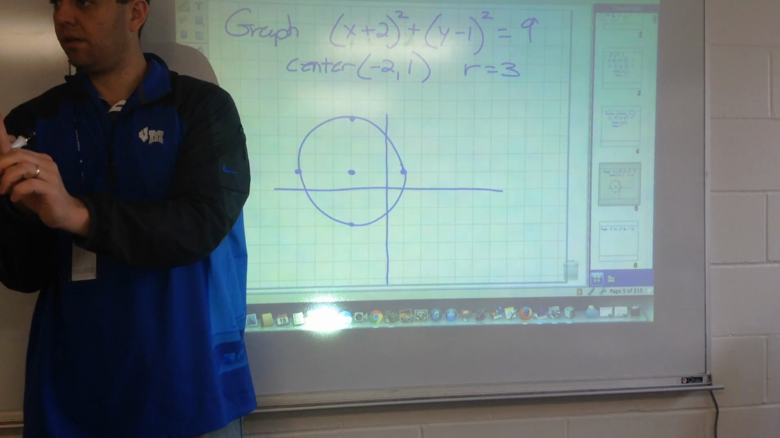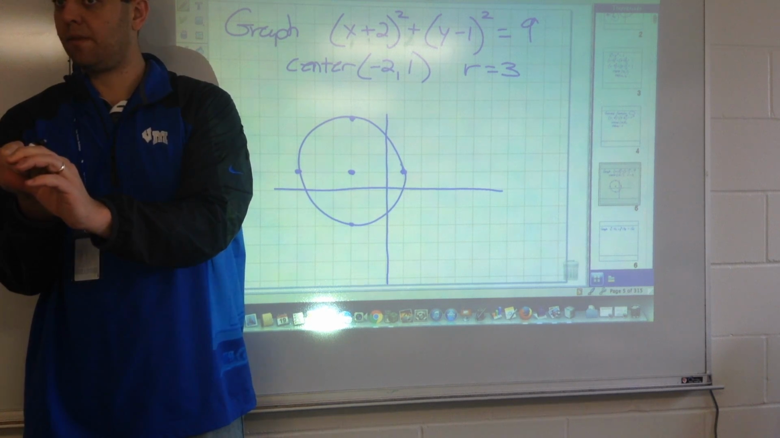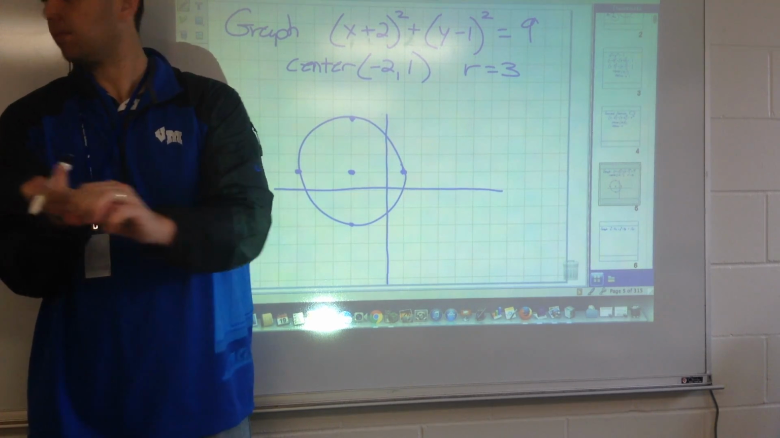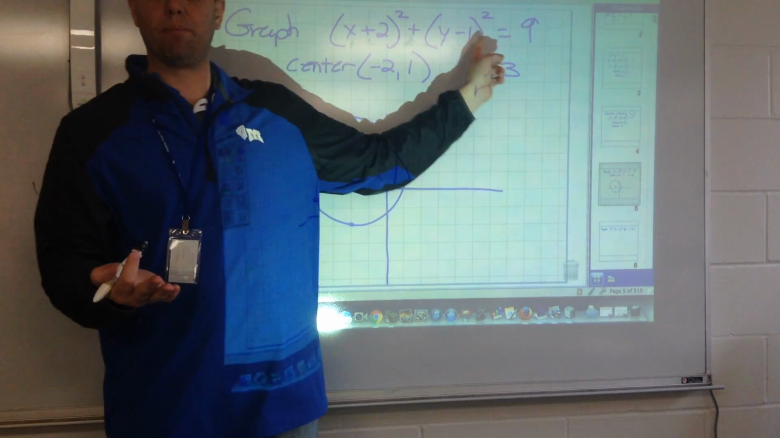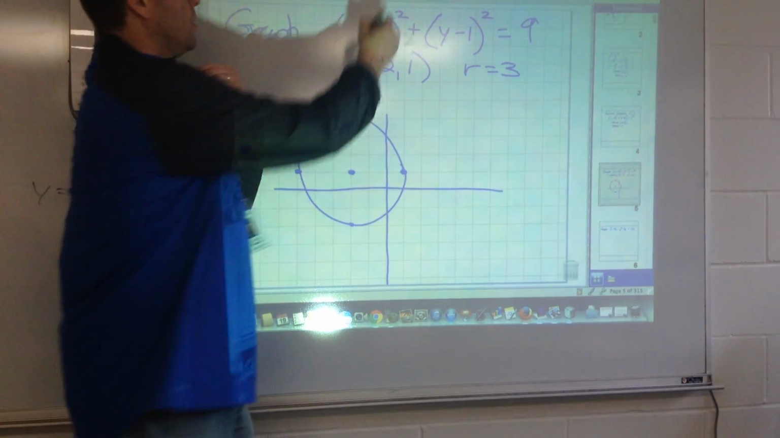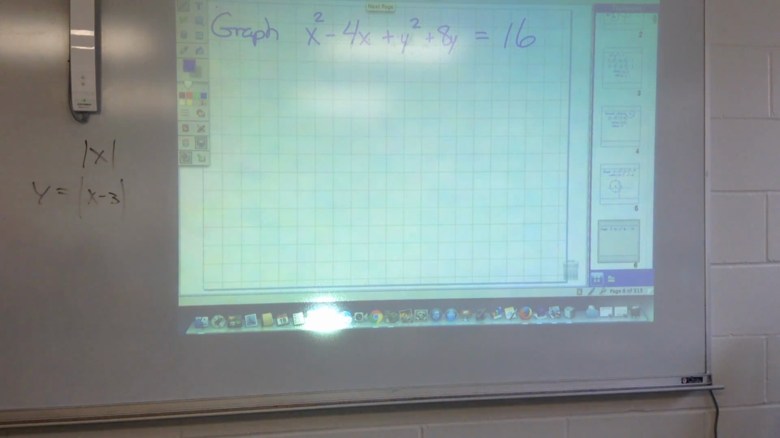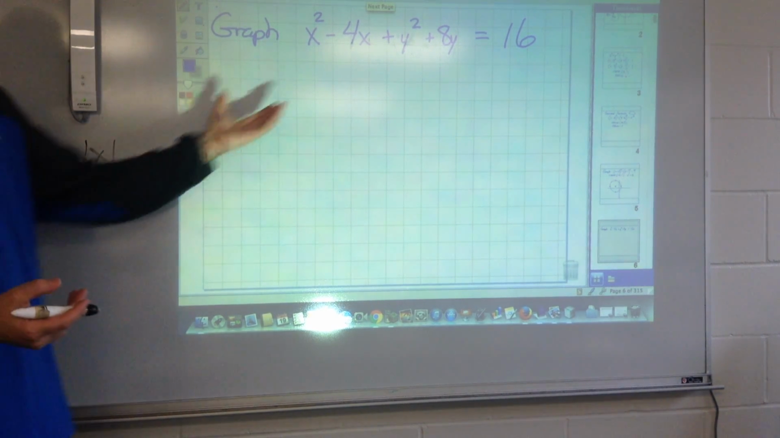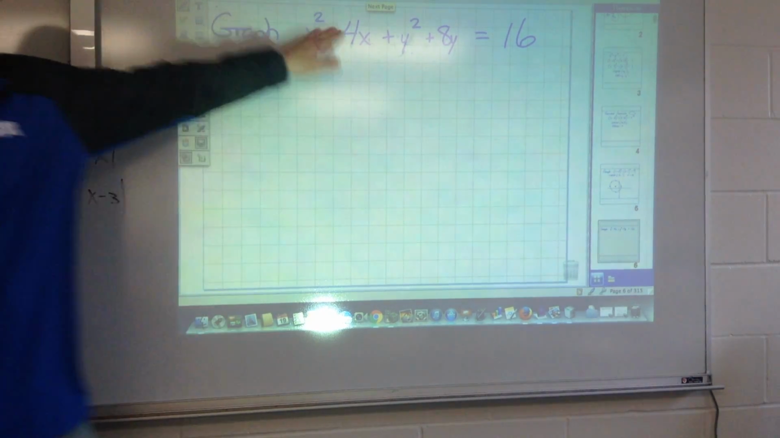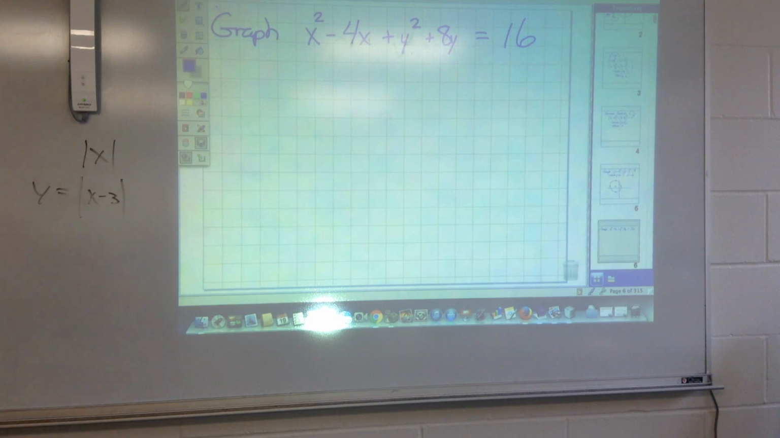Y squared minus 2y, negative 1 times negative 1, plus 1. Okay? So y squared minus 2y plus 1. So, if I FOILed this out, it would look similar to this, kind of, right? But this isn't very friendly. It's not very helpful. It's not very easy to graph. So if we can make this look like the previous slide, then we can graph it a lot easier.